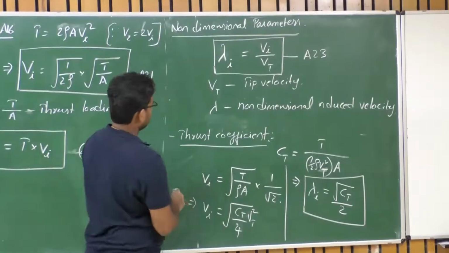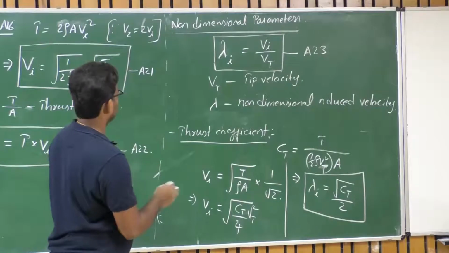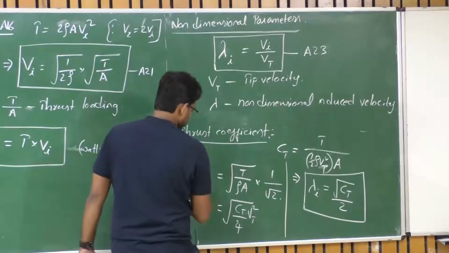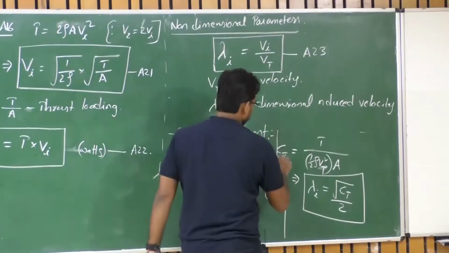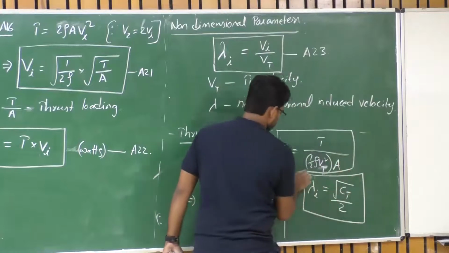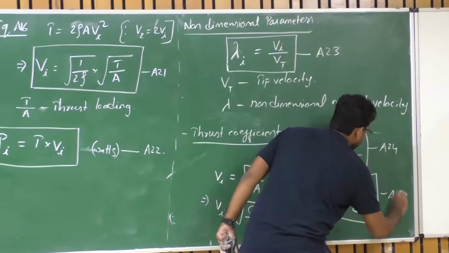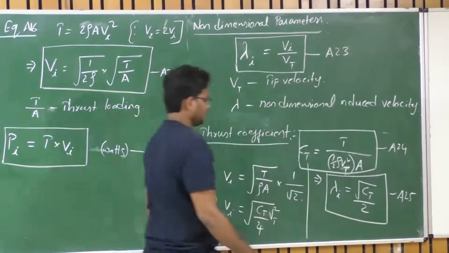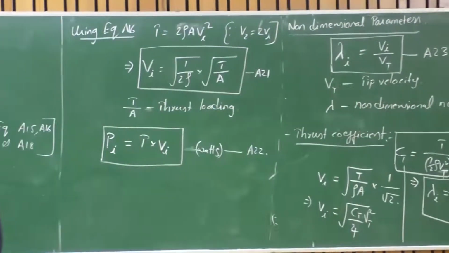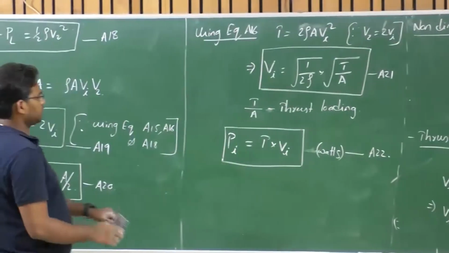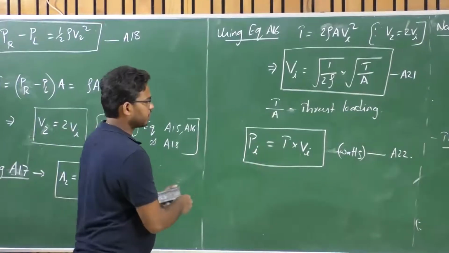E23. Where is the other equation? So let this be 24 and this be 25, right? So can we also convert this? Similarly, you can do this.